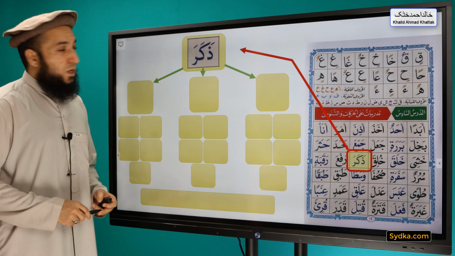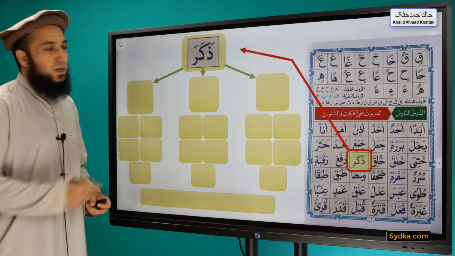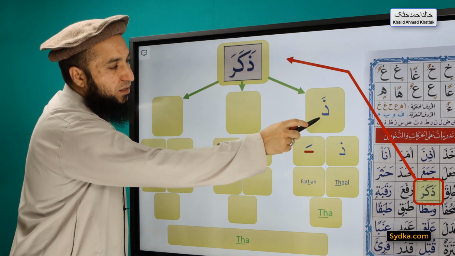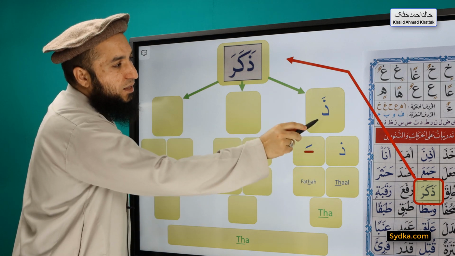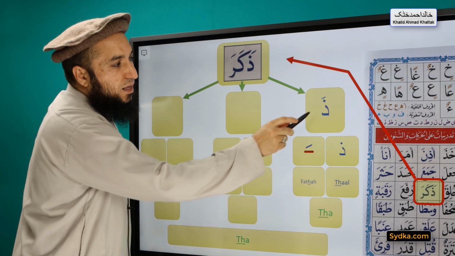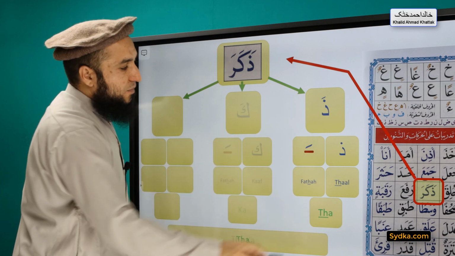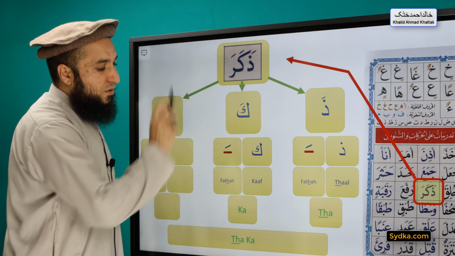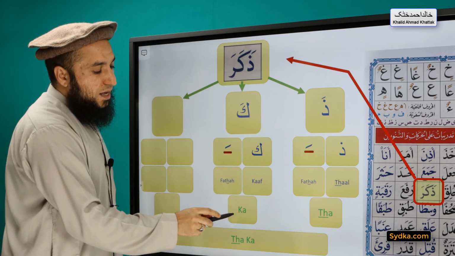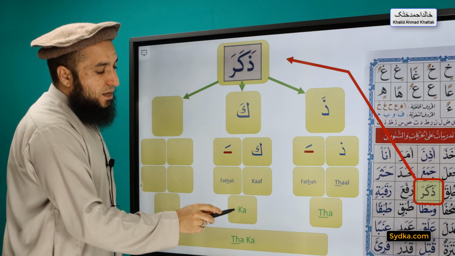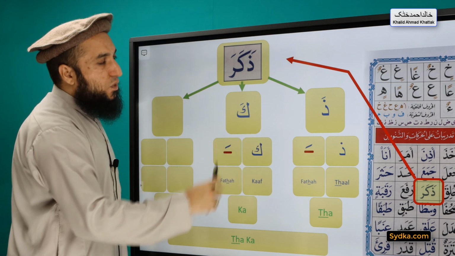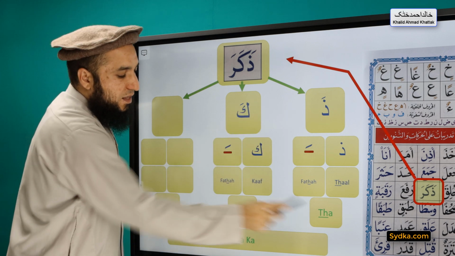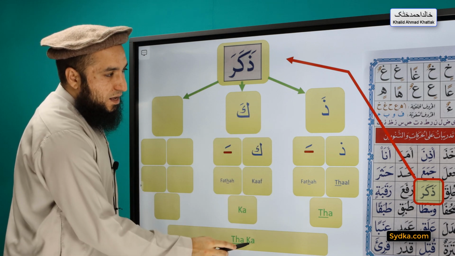So the first word we have is dhakara, and dhakara has 3 syllables. The first syllable is dhal fatha dha. Dhal is not silent and we have fatha. Dhal fatha dha. The second syllable we have kaf fatha ka. Kaf is not silent and we have fatha. Ka fatha ka. So now we combine these 2 syllables. We have dhaka, dhaka.